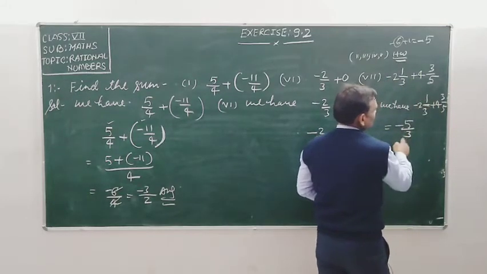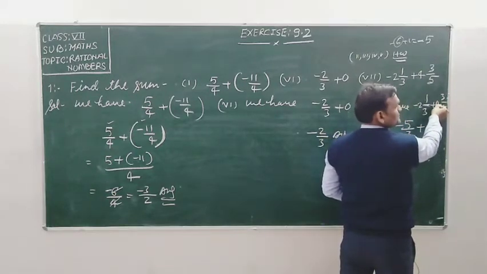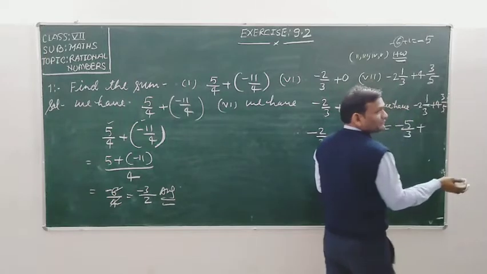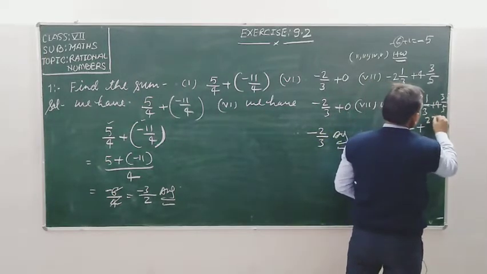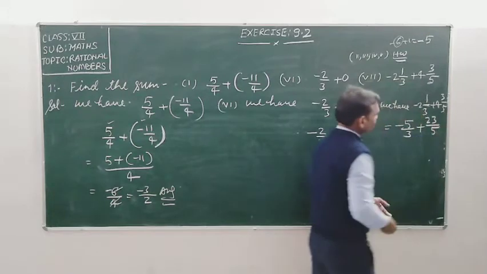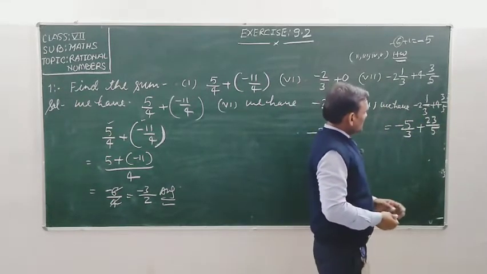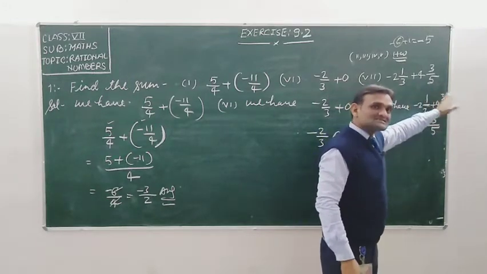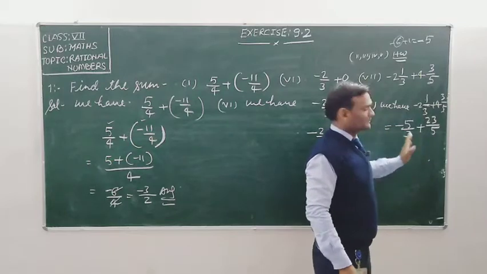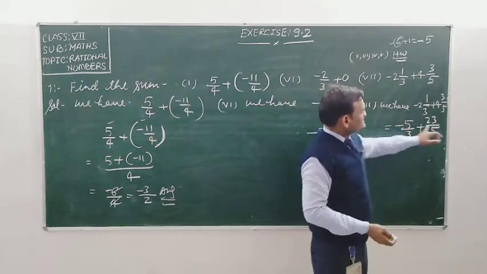This is minus 5 upon 3 plus, 5 fours are 20, both are positive, there is no problem in multiplication. 5 fours are 20, 20 plus 3, that is 23 upon 5. Now you are seeing that the mixed fractions have been converted into improper fractions. Now student, we need to add them. So there are two rational numbers.